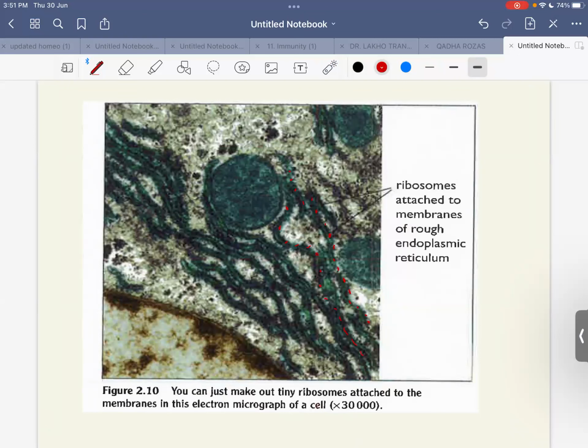Why are ribosomes so important? Ribosomes are the site of protein synthesis. These are places where protein synthesis takes place. So had there been no ribosomes, there would have been no protein synthesis. Proteins are an essential nutrient of our diet and they are needed for our body to grow. So hence protein synthesis is very important.